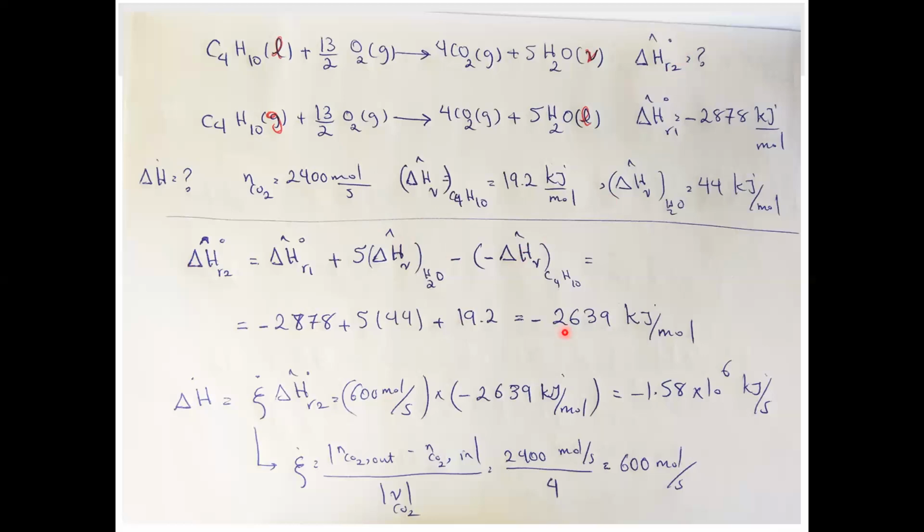As you have the delta H of the reaction, you just need the extent of the reaction that we just calculated. It is 2,400 of CO2 that is produced. There is no inlet CO2, so it will be divided by 4, which is the stoichiometric coefficient. We calculate this and we substitute here by knowing the standard heat of reaction. We can calculate the rate of enthalpy change.